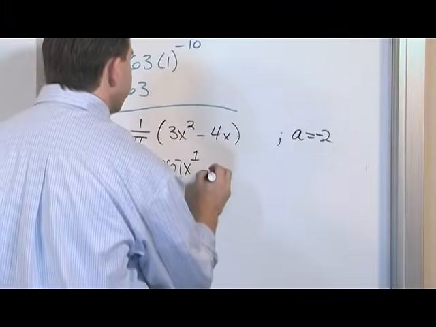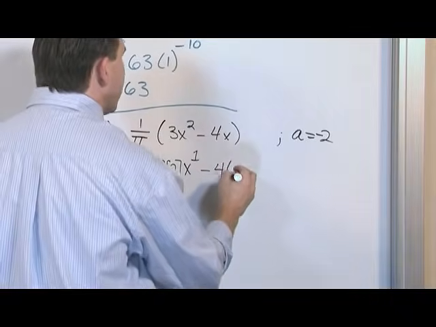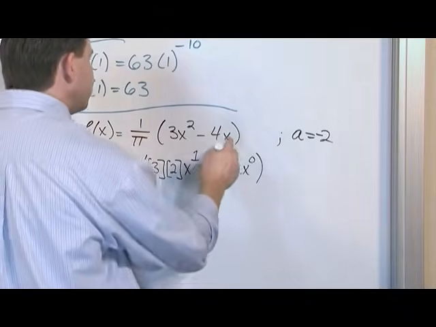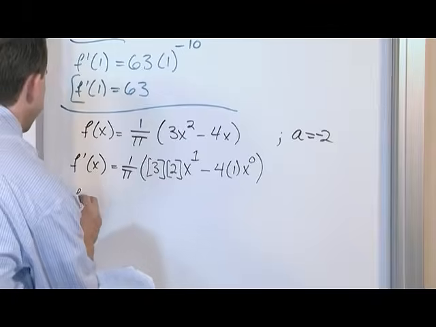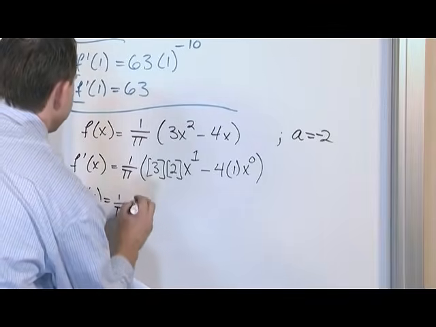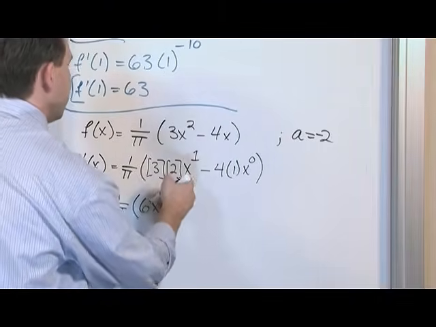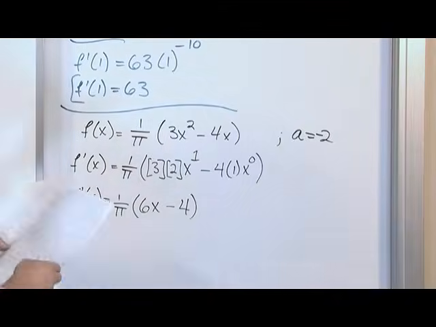So I subtract 1 off the exponent. And here I have 4, and the exponent from the 1 comes down, times x to the 0 power, because 1 minus 1 is 0, subtracting 1 off of that exponent. So f prime of x is equal to 1 over pi times, 3 times 2 is 6, so I have 6x minus 4. And that's basically the derivative, 6x minus 4.